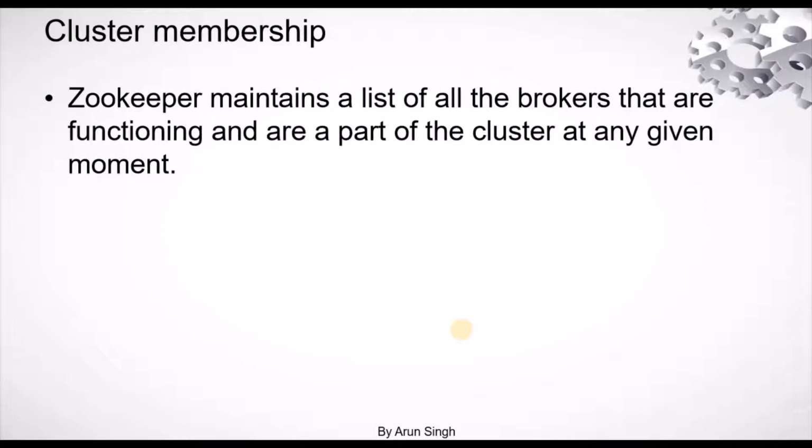Cluster membership. Zookeeper maintains a list of all the brokers that are functioning and are part of the cluster at any given moment. Here I want to add one more thing. If you are connecting to broker 501 or you are connected to 505, there is no difference for the Kafka cluster. If you are connected to one broker, you are connected to the whole cluster. Now, what all brokers are there in the cluster? That list is maintained by Zookeeper. That is the reason that whichever broker you connect to, you are connected to the cluster, because Zookeeper has the whole list.